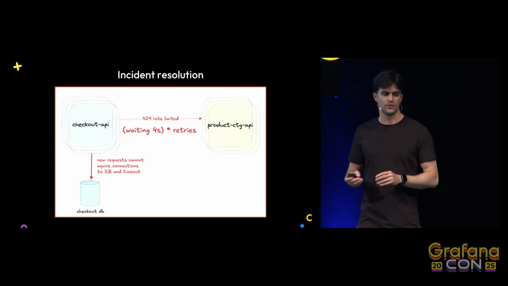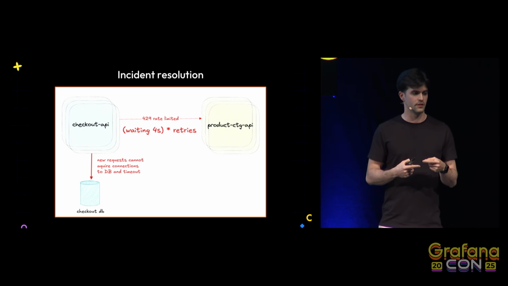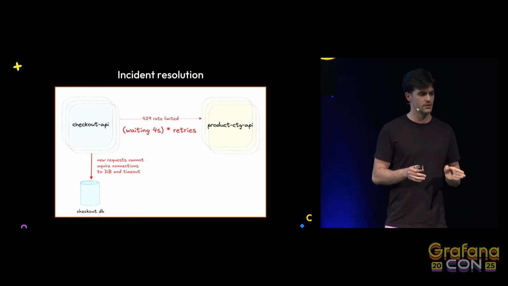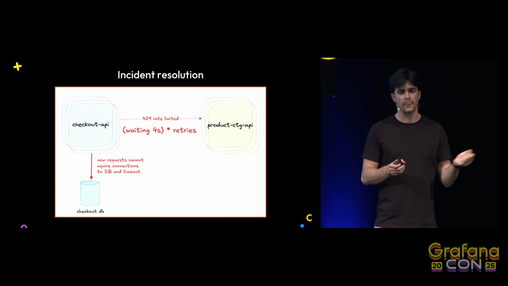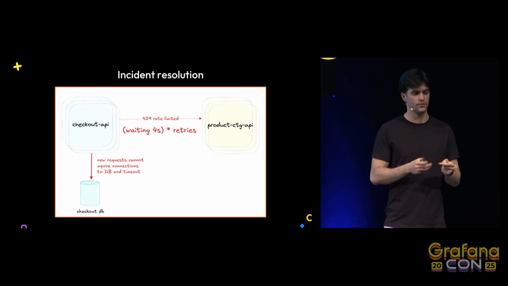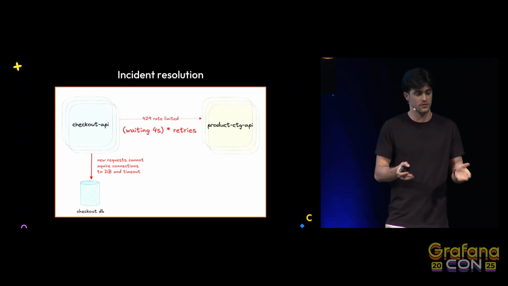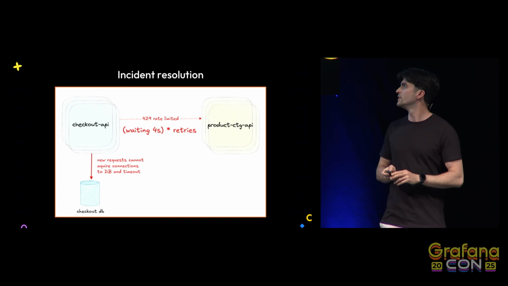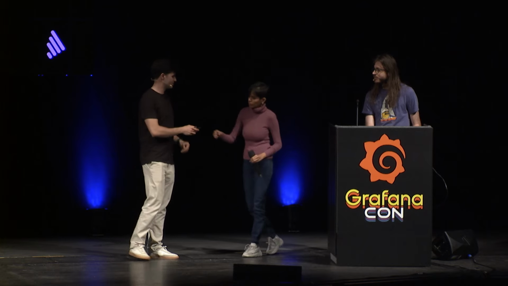So this was the incident resolution. Checkout API was calling product catalog, was getting rate limited. There were retries and long waiting times in between the retries. While all of this was happening, we were holding connections from the thread pool for the DB, and new requests to Checkout API could not fulfill their processing because these connections were being held. And in the next following slides, Deepika will explain to us how it shaped the way we collect telemetry at Glovo.